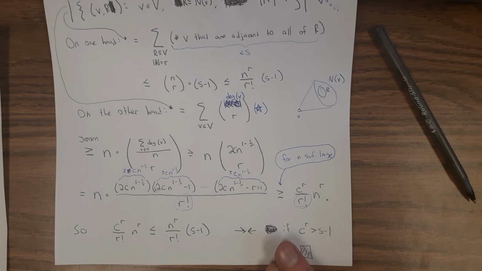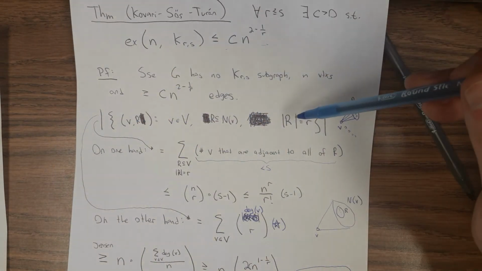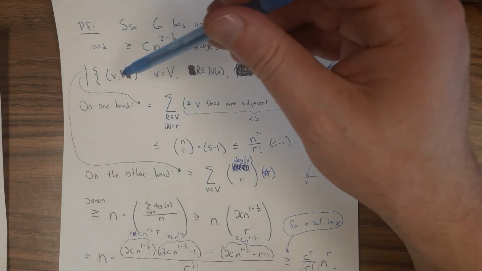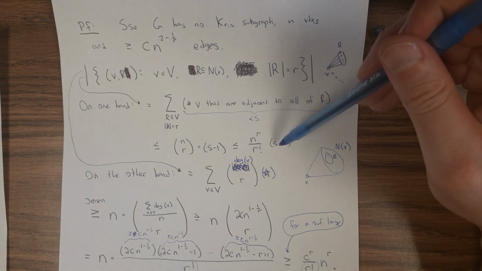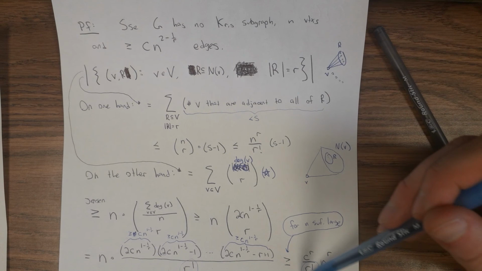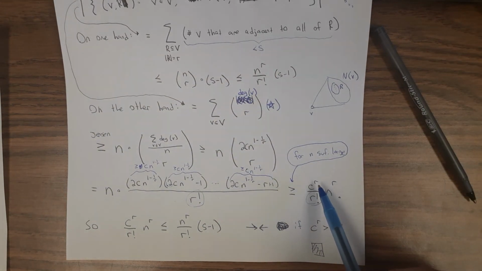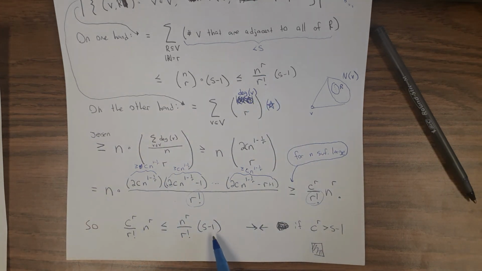And so where did we get ourselves? We were counting pairs v and r. On the one hand, we decided that the number of pairs was less than or equal to this. And on the other hand, we decided that the number of pairs was greater than or equal to this. So this is less than or equal to this. So that's what I wrote here. And this is going to give me a contradiction for an appropriate choice of c.